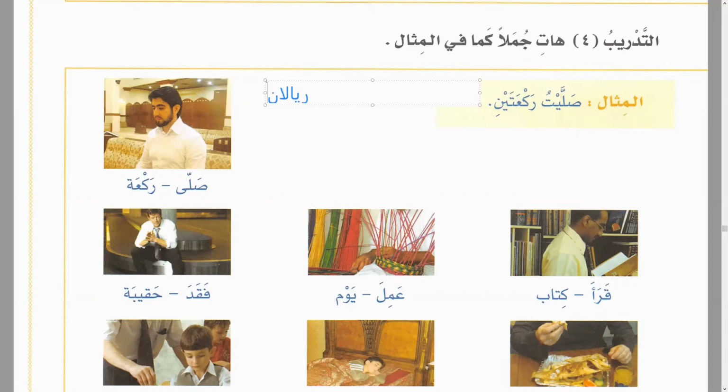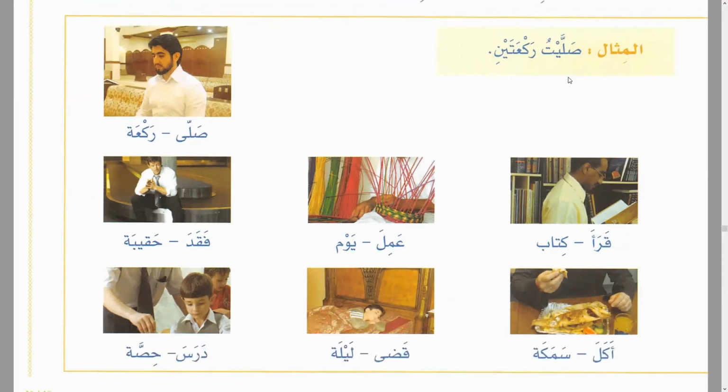So the duals are now always the mansub/majroor form, because that's what you use, right? Unless you say Ja'a Rajulani, right? For that also they'll say Ja'a Rajulain. So that's what they're trying to teach us here.